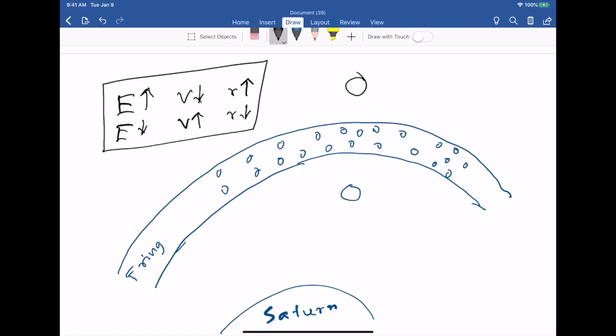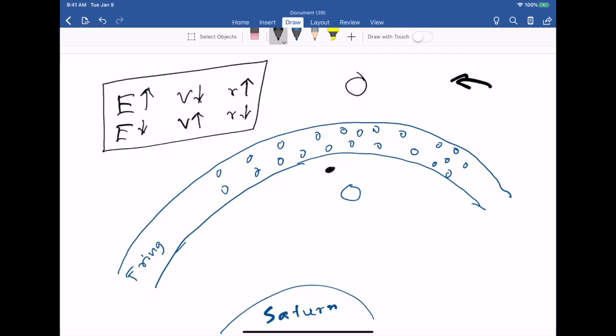All right, now consider what happens if a ring particle comes out of this ring. Everything is orbiting this way, let's say, in the counterclockwise direction. So suppose a ring particle drifts out of the ring and it gets over here.